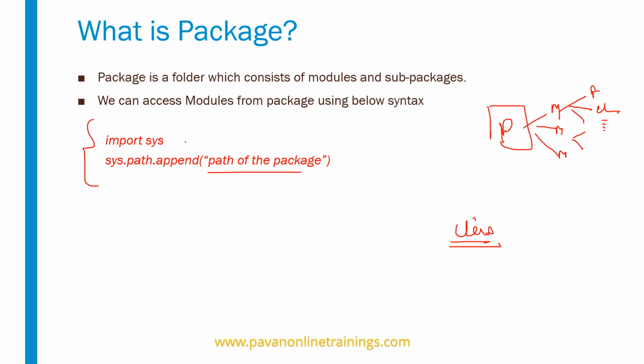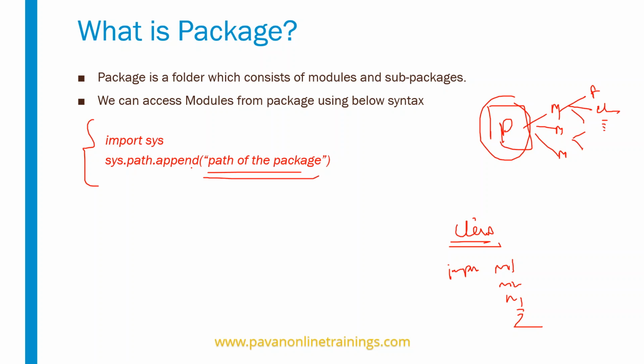First we need to import sys, and then sys.path.append. We have to specify the complete path of this package, and then we can use the import command for importing module 1 and module 2, module 3, and so on. Alright, now here the package is just a folder which contains multiple folders also. That means multiple packages also.